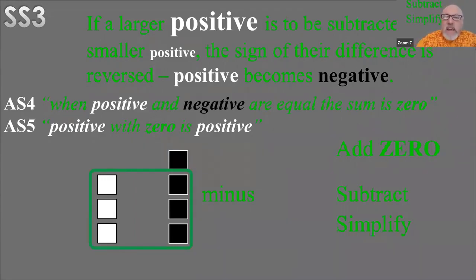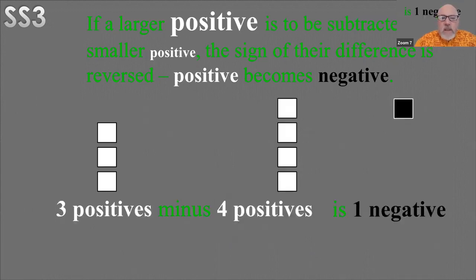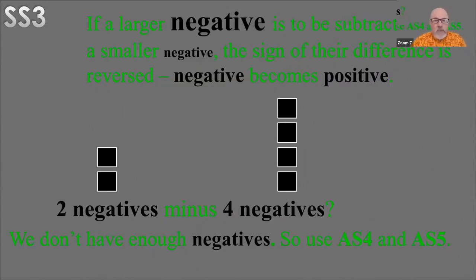We simplify by cancelling out the 3 positives and the 3 negatives. And the answer gives you 1 negative. So 3 positives minus 4 positives is 1 negative. That's pretty cool. And yet, there's an even more powerful way of approaching this.